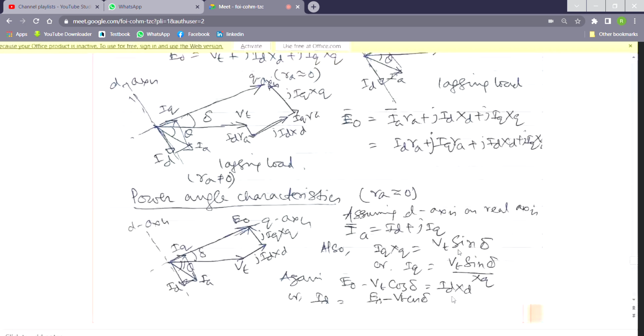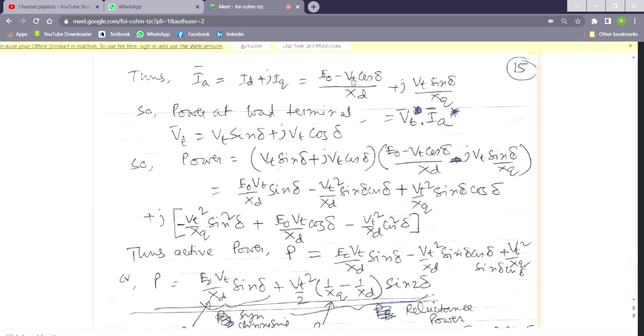Now, when you derive ID and IQ, you will put them in the equation of IA. ID plus JIQ. Now you get E0 minus VT cos delta by XD plus J VT sin delta by XQ. Now power is calculated the same way as we do for a salient pole machine: VT into IA conjugate. Now VT is the terminal voltage, VT sin delta on the D axis, and VT cos delta on the Q axis. So therefore, it is VT sin delta plus J VT cos delta. Now you multiply it by IA conjugate, E0 minus VT cos delta by XD minus J VT sin delta by XQ.